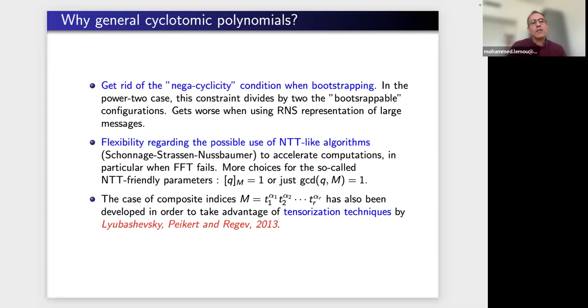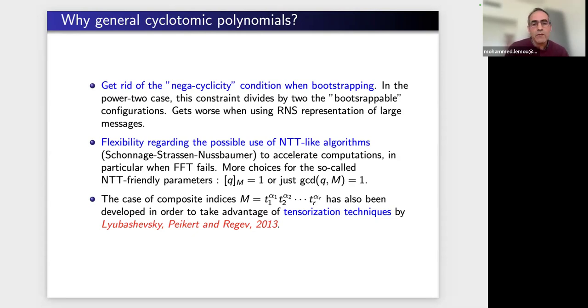By the use of general cyclotomic polynomials, you can also have more flexibility in the NTT-like algorithms. In some cases, as you probably know, you cannot use FFT because of the interaction with the modulus Q, because FFT may fail in some cases. Then you need to use the so-called NTT-like algorithms, and their use needs some special choice of the parameters Q and M. So the flexibility is guaranteed by general cyclotomic polynomials.